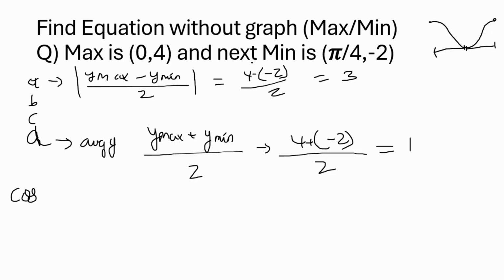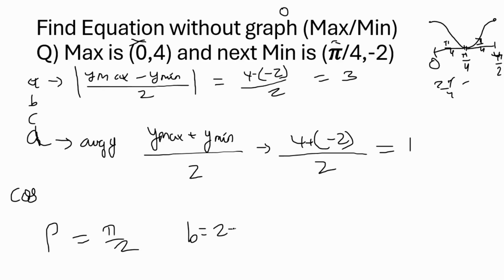So what is the distance between the max and min? Now we're talking about the x values, okay? So the distance is from 0 to pi by 4. So the distance is pi by 4. And now if you add another pi by 4, what point do you get? You get pi by 4 plus pi by 4, which is 2 pi over 4, which is pi over 2. Okay, so that's our period. Our period is pi over 2.